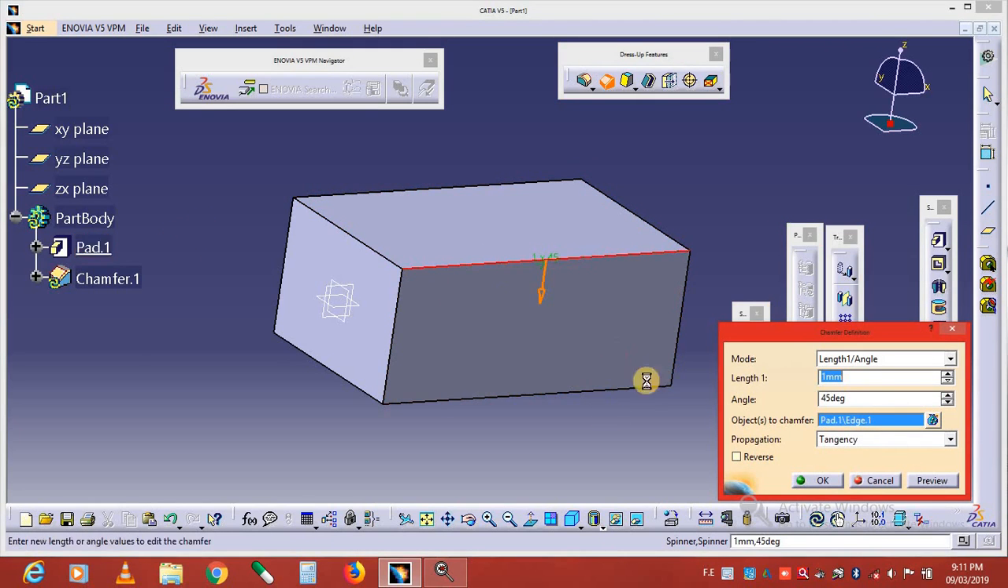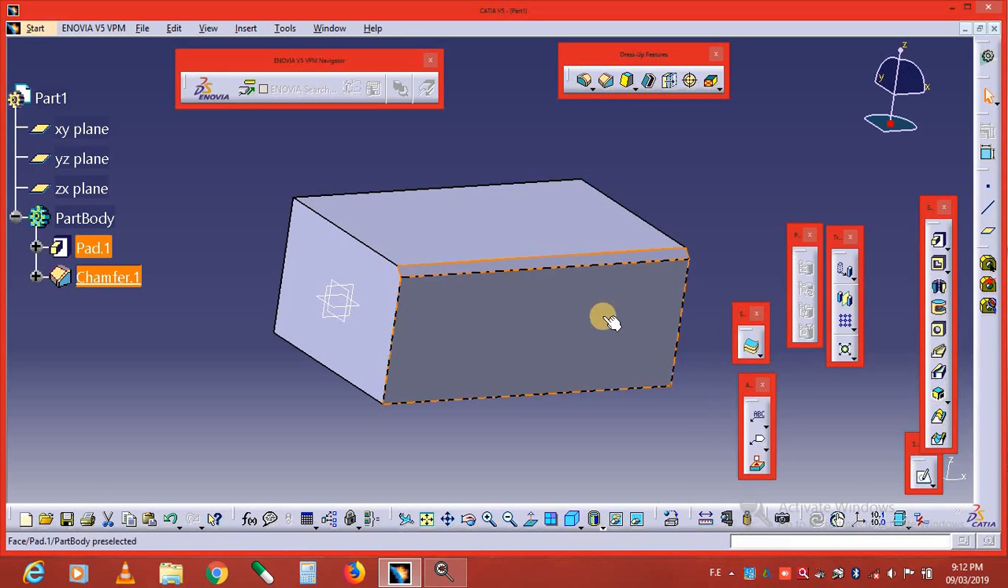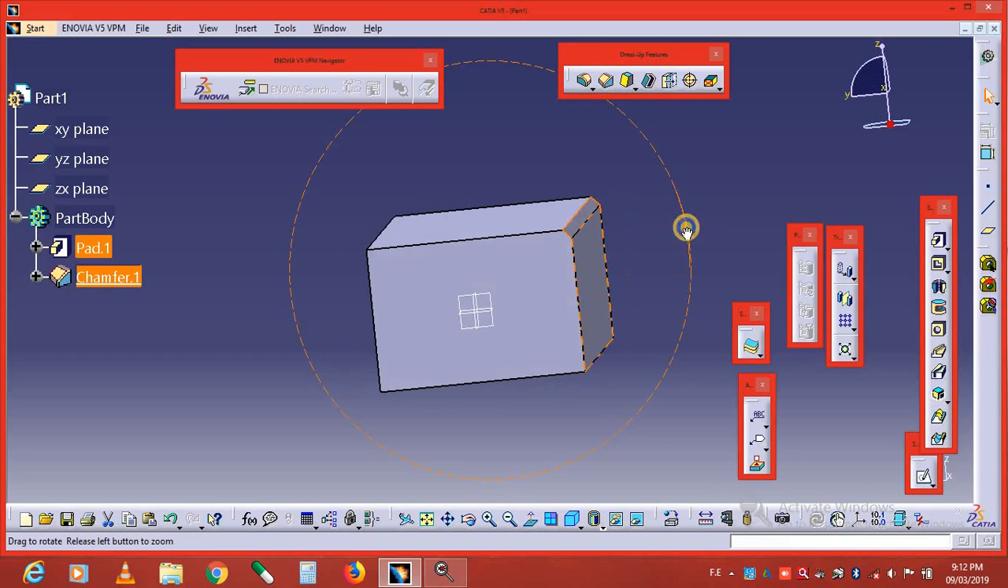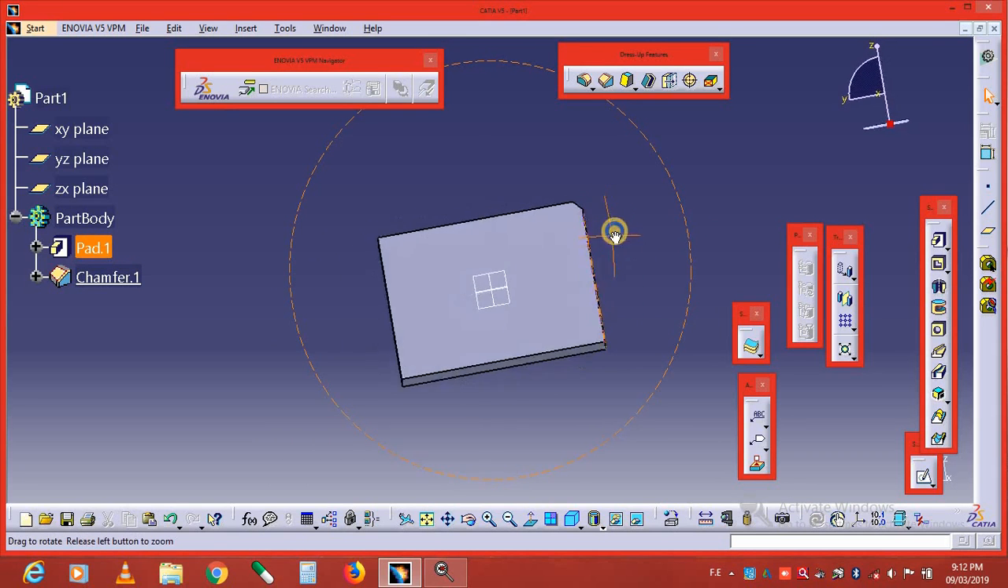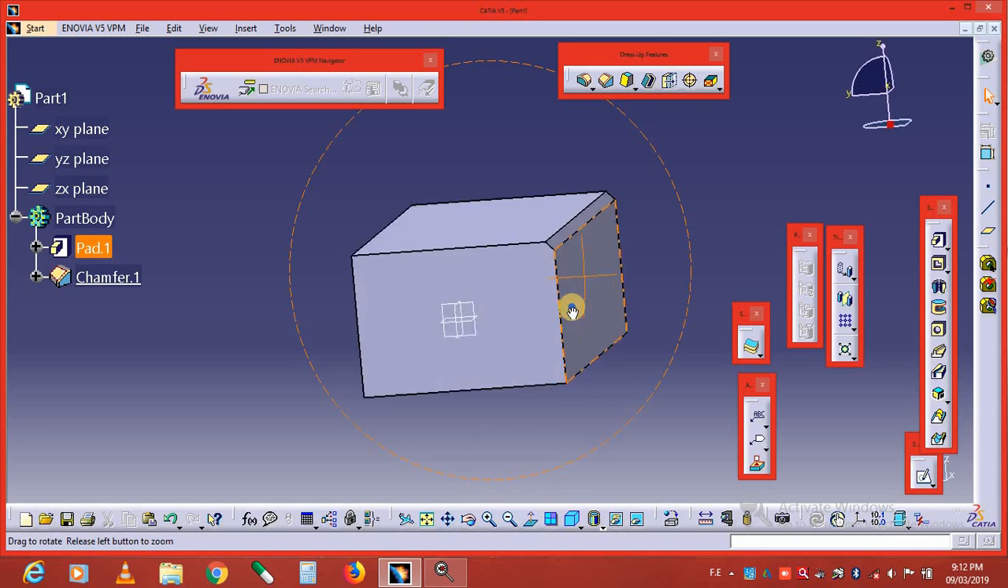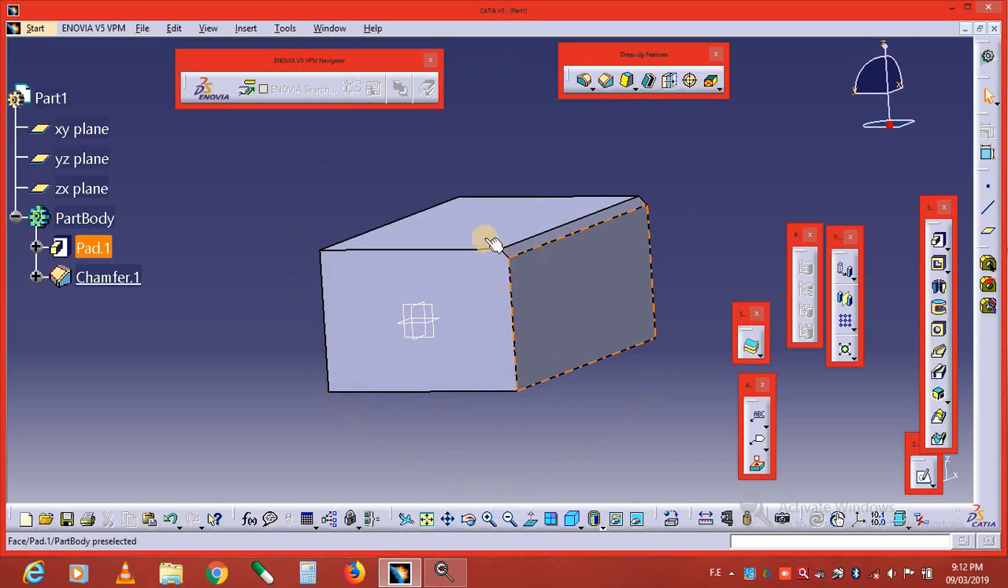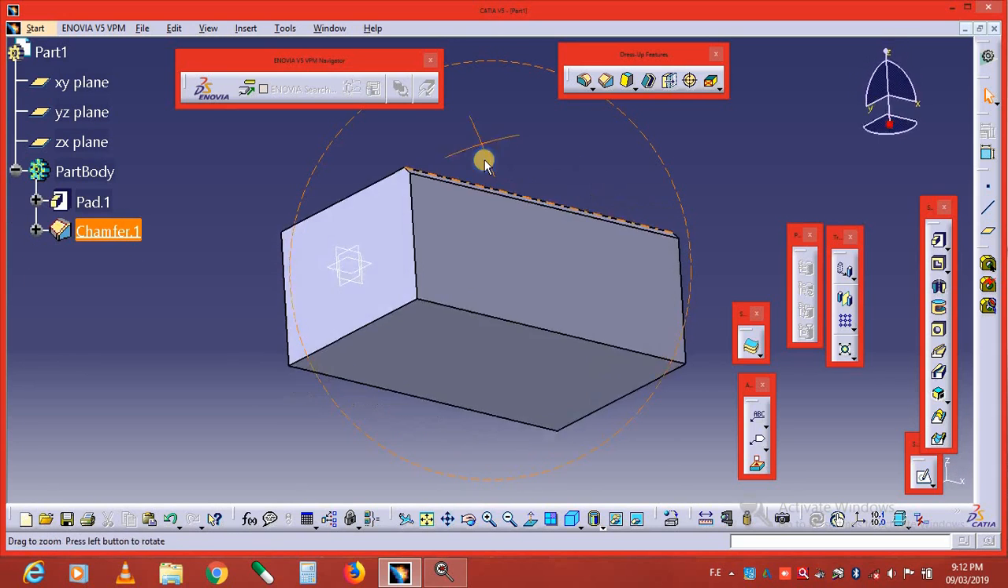We see this directly, and the length is 5 mm. So this is cutting at 45 degrees. This is cutting at 45 degrees to the two edges, this one and this one. So that is the fact.